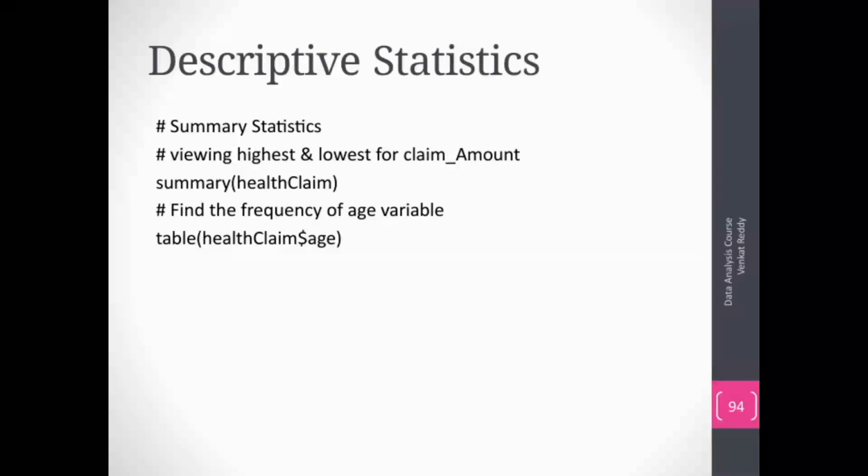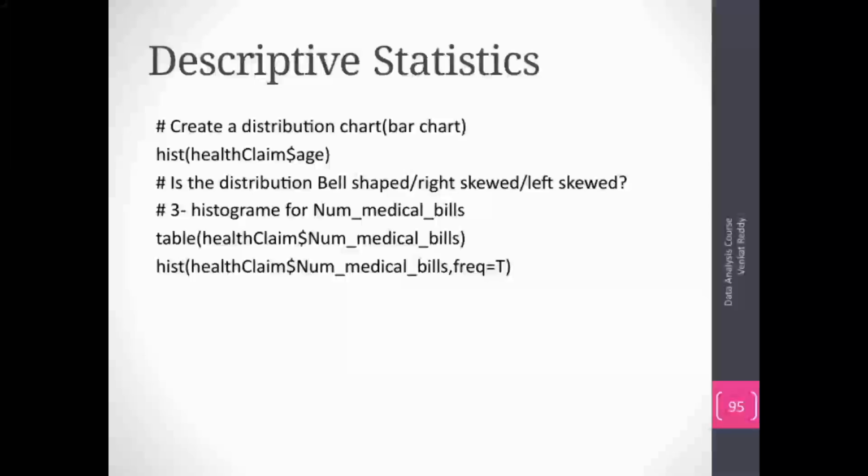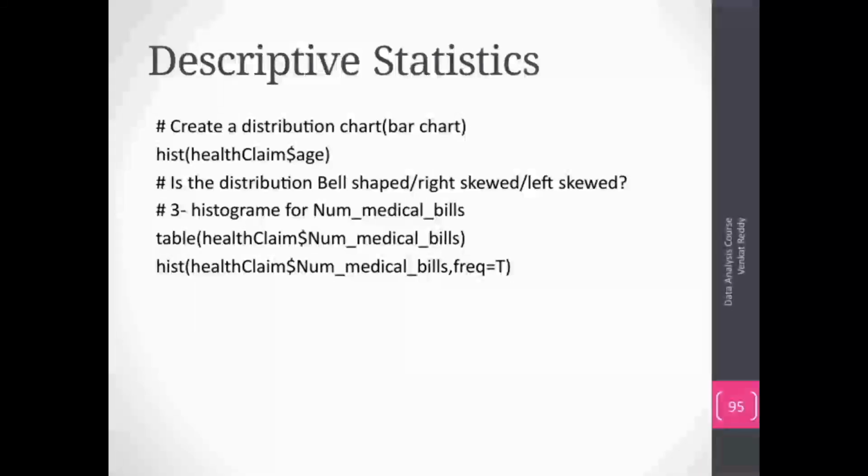Next, we'll analyze the number of medical bills. We'll generate histograms for the num medical bills variable, both with default frequency counts and with the freq equals T parameter to confirm the distribution. This step allows us to see how medical bills are spread across the dataset and identify any skewness or outliers.